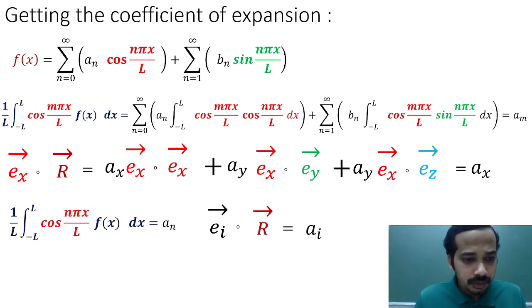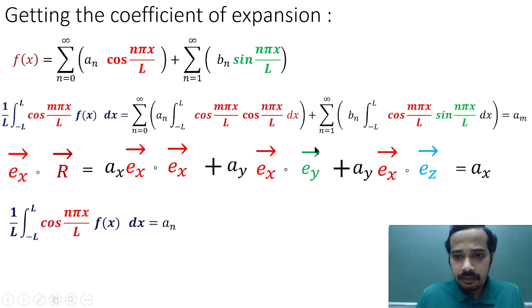Similar to this, once we get this a_m, let me replace m by n, and I can write a_n here. So this whole expression is very similar to grabbing the coefficient a_i in the case of arrow vectors.